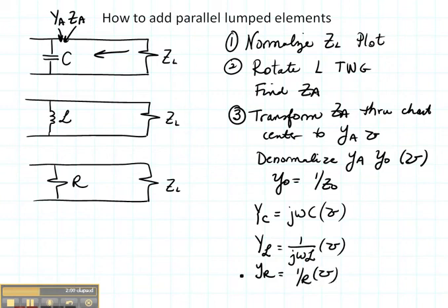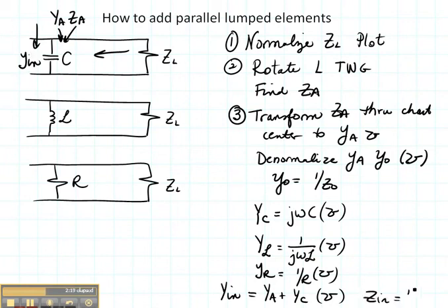In order to find Yin, that is equal to YA plus YC, YL, or YR, and that will be a value given in mhos. So that allows us to calculate the input admittance right here at the center. If instead we want the input impedance, that's just 1 divided by the input admittance.